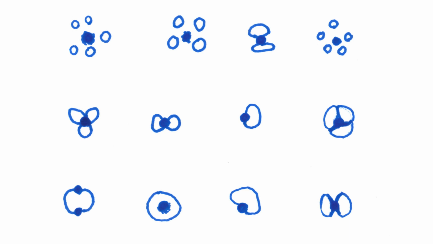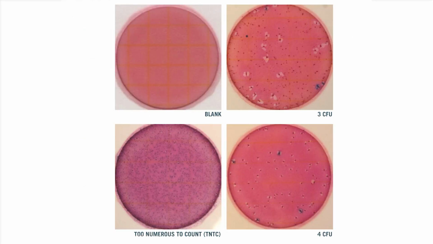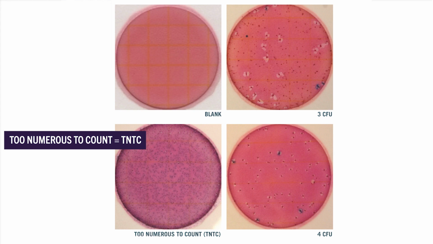Do not count these. You may also see red colonies on your plate, which are other types of coliform bacteria, but they are not E. coli. Record only the number of E. coli colonies on each plate. In rare cases, your plate may appear purple with hundreds of blue dots that are too small to tell if they have bubbles or not. In this case, you have a too numerous to count result, or TNTC. This is a high bacteria count and will warrant further action.